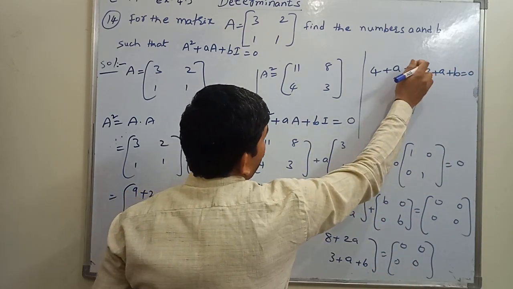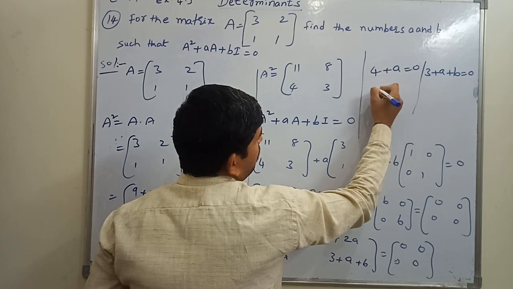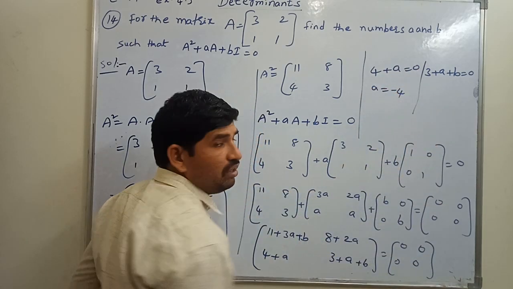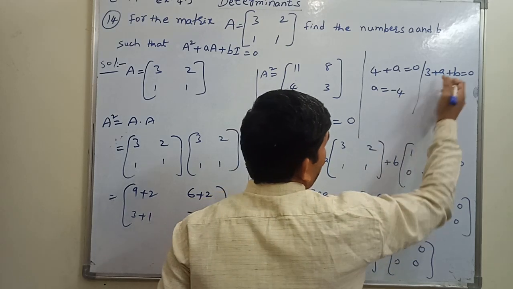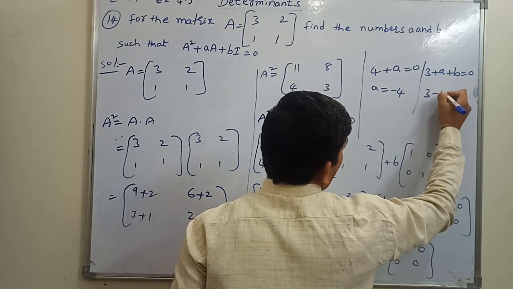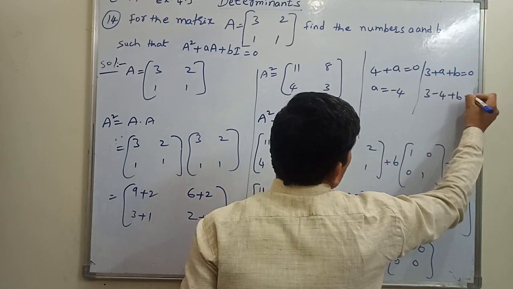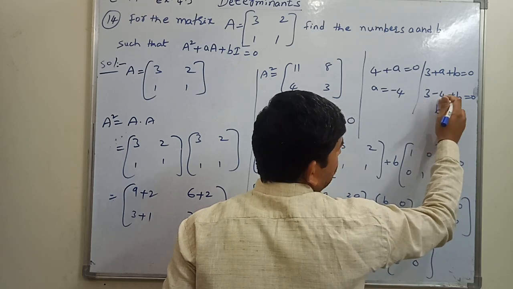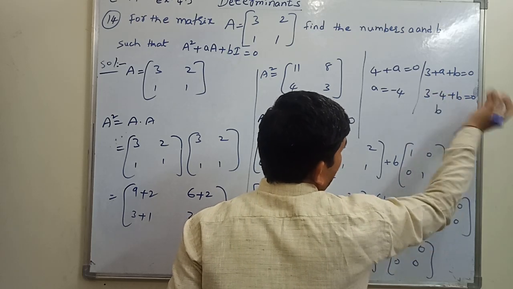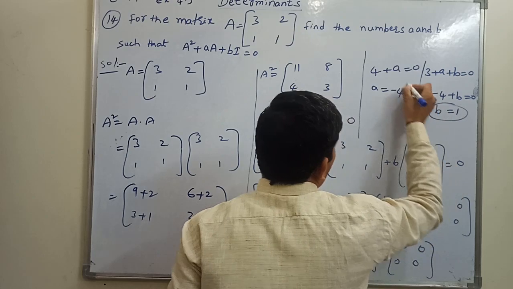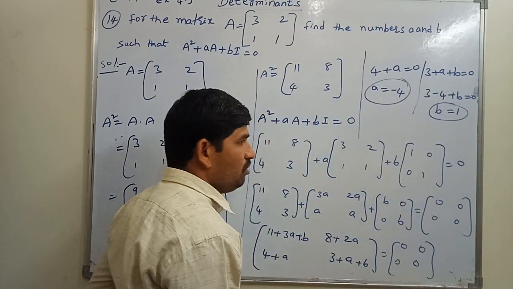Now, sending plus 4 to the right hand side it becomes minus 4. We got the value of a. Now substituting the value of a, we will get the value of b. 3 minus 4 plus b is equal to 0. So 3 minus 4 is minus 1; sending to the right hand side it is plus 1. So we got the value of a and the value of b. Okay, thank you.